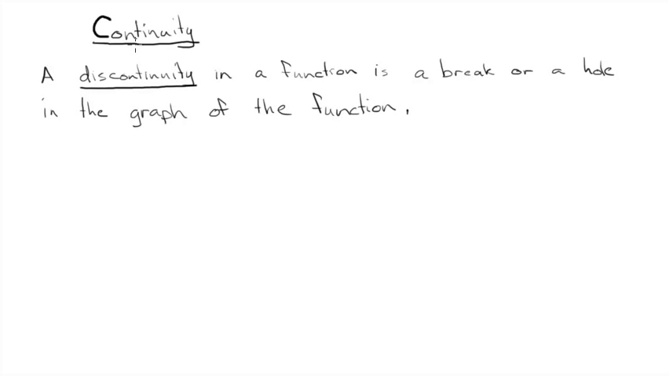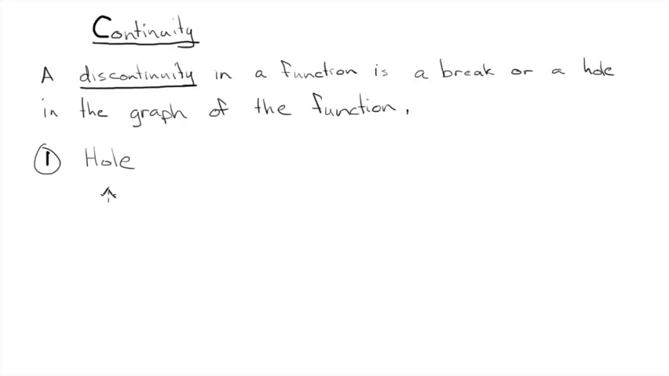So before we actually talk about what it means to be continuous, we're going to talk about what it means to not be continuous. So we're going to talk about something called a discontinuity. A discontinuity means that there's a break or a hole in the graph of the function. There are three common ways this happens. So you could have a hole in the function.